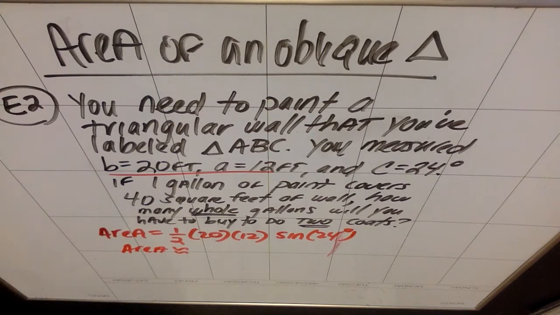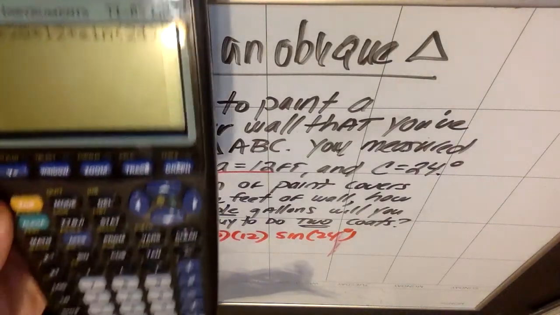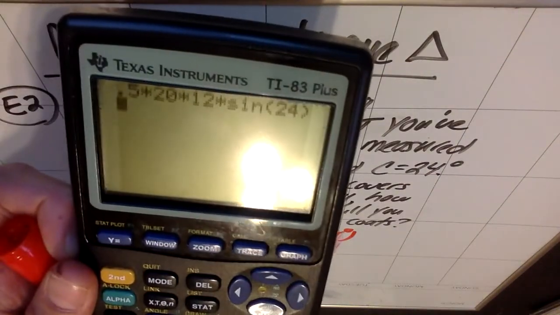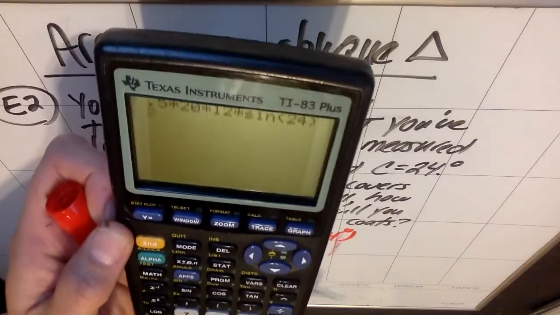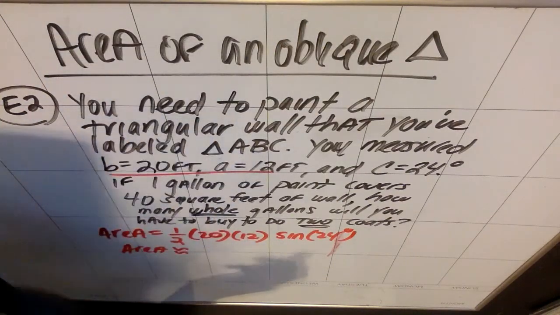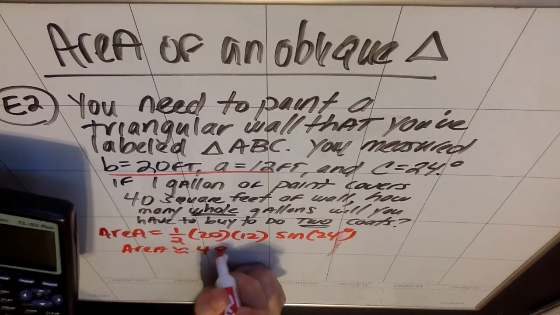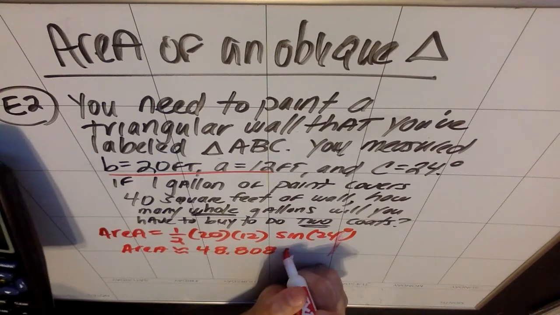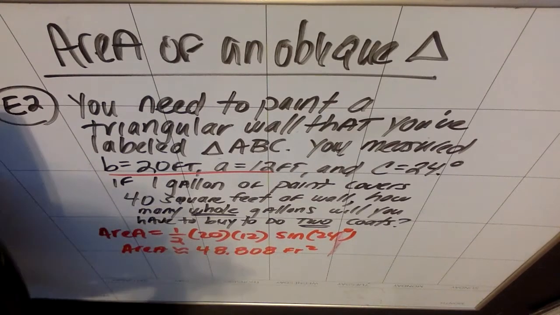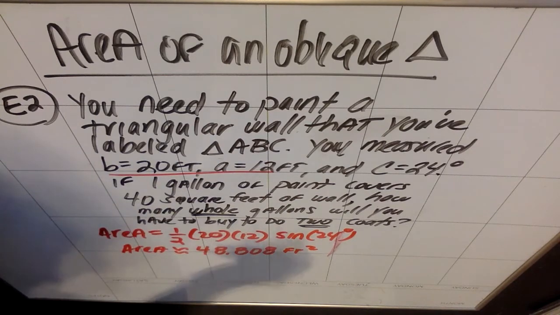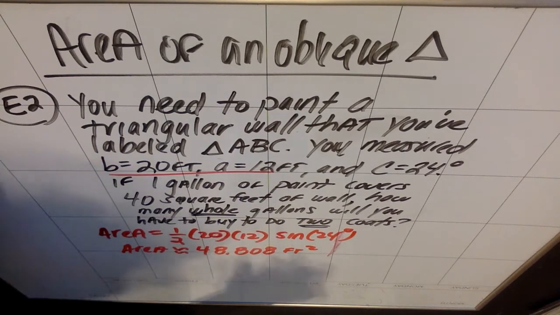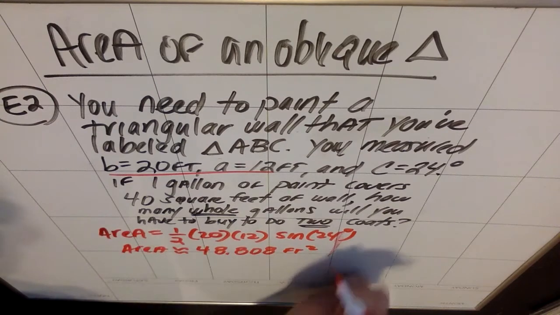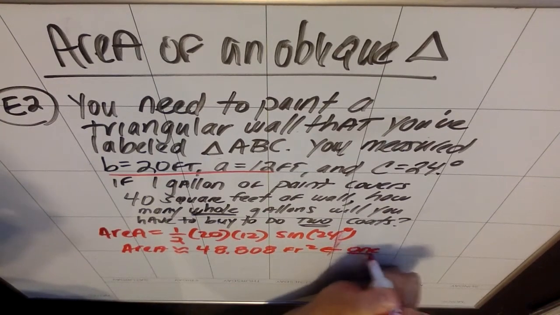All right, so I get that the area of this wall, if I type that into my calculator, 1/2 times 20 times 12 times the sine of 24, and I hit enter, I get that the area is approximately 48.808 feet squared, because it's feet by feet. So that's great. That's how much area I would need if I were going to do 1 coat, right?